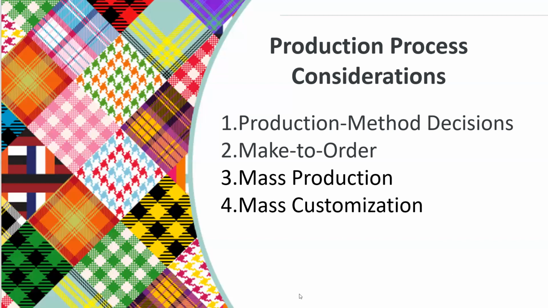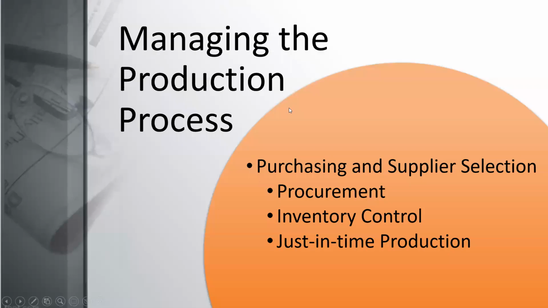So what happens in the production process is that we have to manage it, and to do so we have to purchase and decide who will be our suppliers and purchasers. So we look at procurement items, inventory control, just in time. We want to make sure that we have just-in-time procurement and inventory control, with items there based on the production process. This process of acquiring the materials and services to be used in production is called purchasing or procurement.